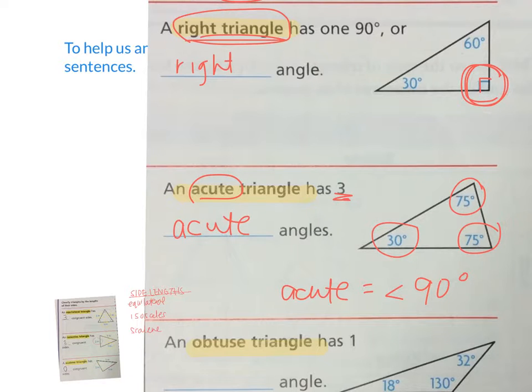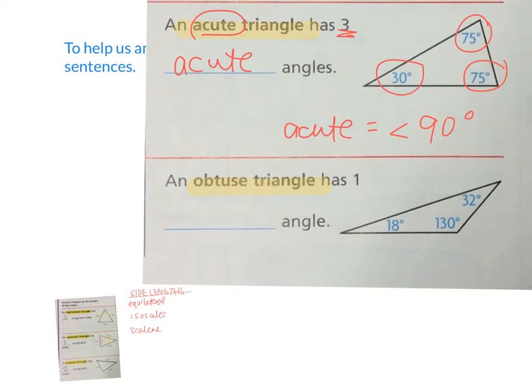Finally, an obtuse triangle has 1 obtuse angle. Obtuse means greater than 90 degrees. So when we look at angles, we see if they're bigger than 90 degrees or less than 90 degrees. Which one of those angles there is obtuse? 130 degrees. Very good. We can see that 130 is bigger than 90, so that is the one obtuse angle.